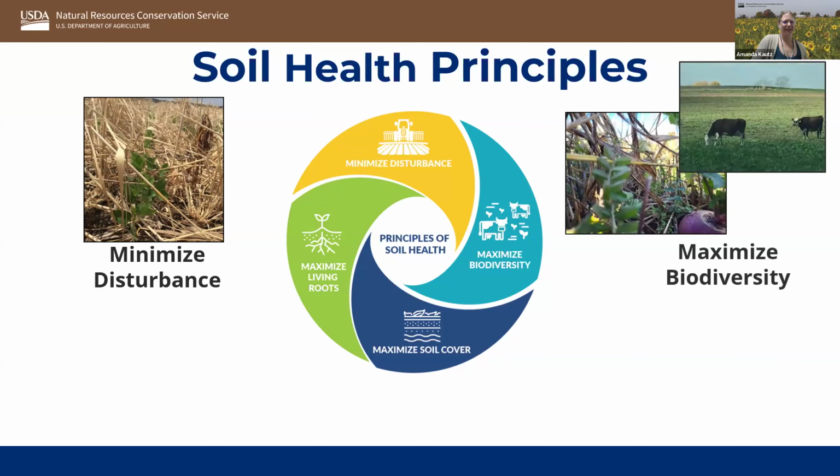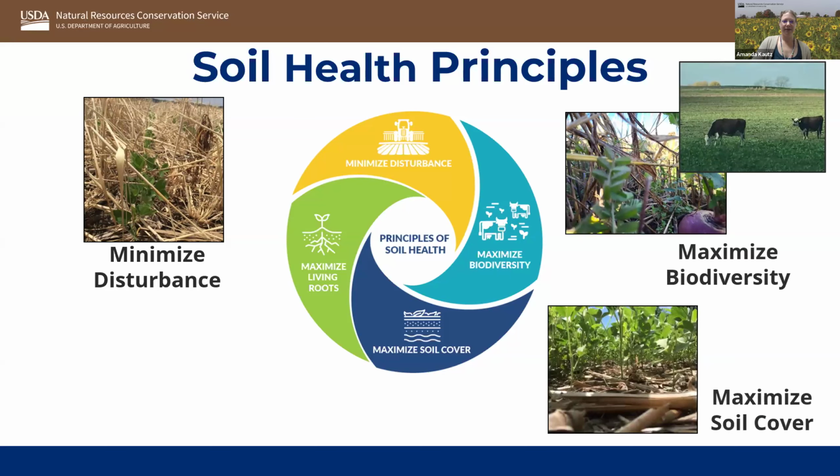Maximizing biodiversity is also key because diversity above ground equals diversity below ground. So the more types of plants, the more types of animals, the more we kind of switch everything up above ground, the more complete that soil food web is going to be. And this can be through switching up the types of plants that are there, as well as adding in livestock into the system if that's applicable.